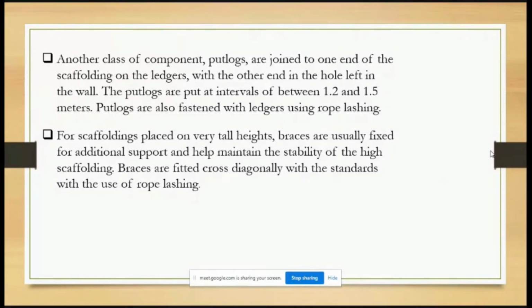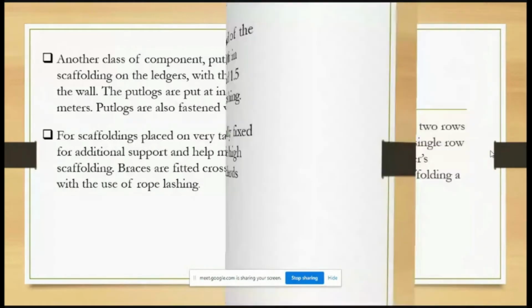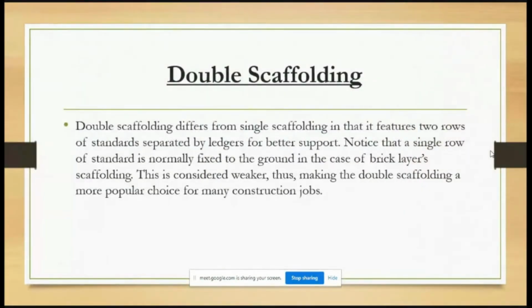For scaffolding placed at very tall heights, braces are usually fixed for additional support and to help maintain the stability of the high scaffolding. Braces are fit across diagonally with the standards with the use of rope lashing. Now we will see the double scaffolding.